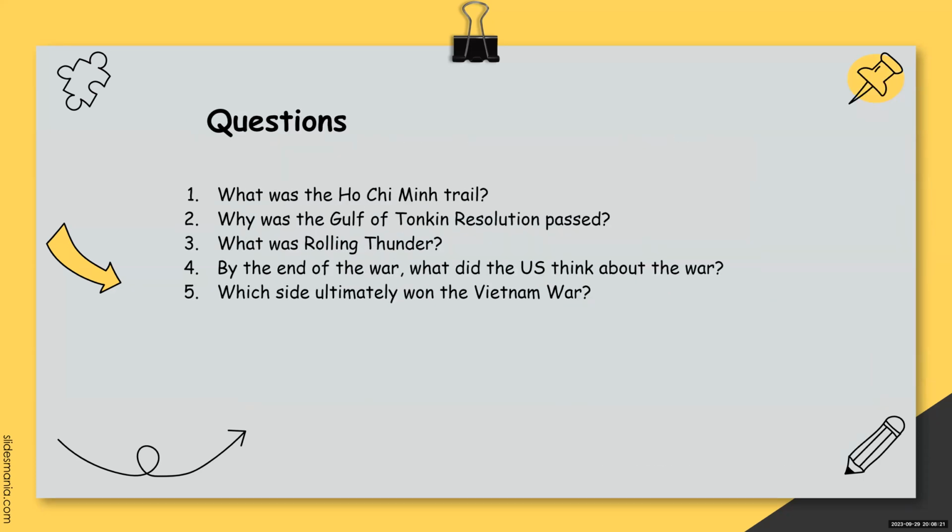All right. Last question. Which side ultimately won the Vietnam War? So North or South? South Vietnam. So give Not Suso a chance to answer. It was ultimately North Vietnam. Yeah, so Suso, you got it correct.